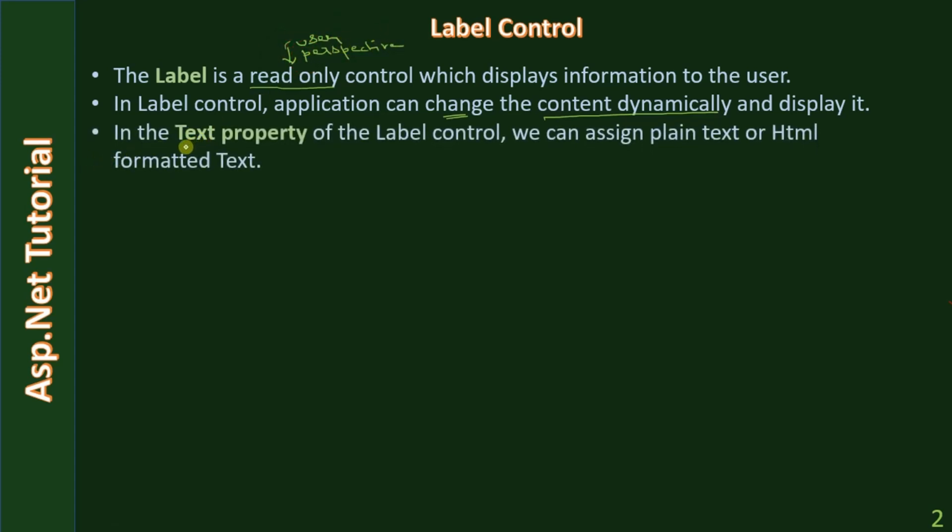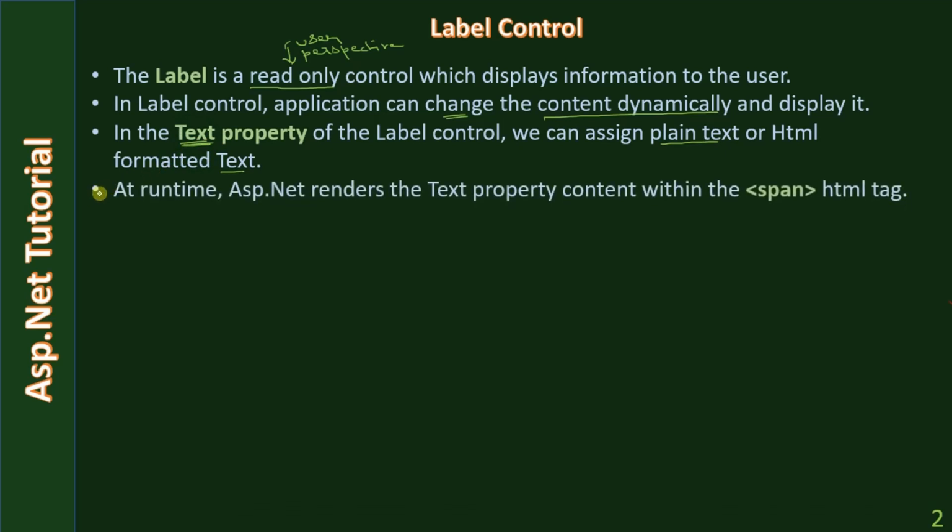In the Text property of the label control, we can assign plain text or HTML formatted text. So that's the property here. The property is Text and you can assign content to this Text property. You can use either plain or even HTML formatted text. That means you can form a string with an h2 tag. This is permitted in the Text property, and at runtime when the content is displayed, whatever you place in between h2 tags, the x will be displayed in an h2 tag.